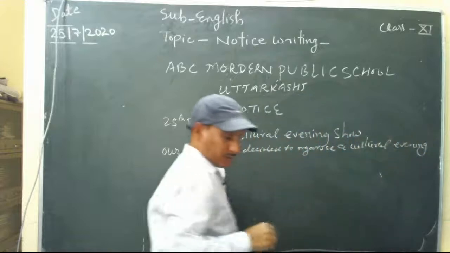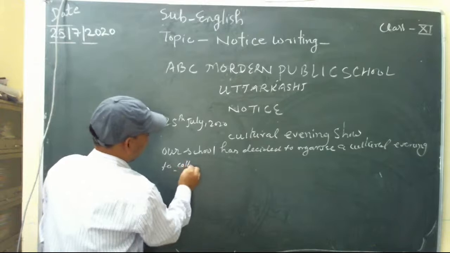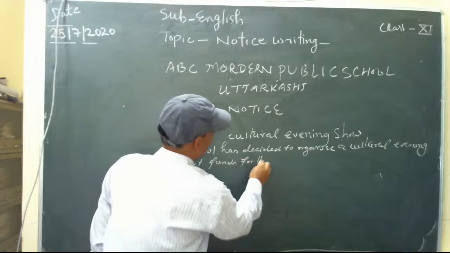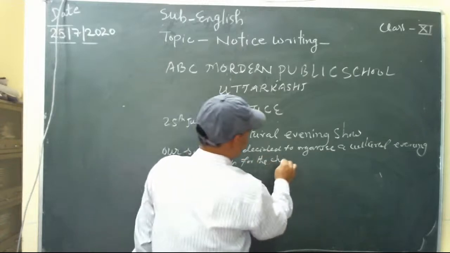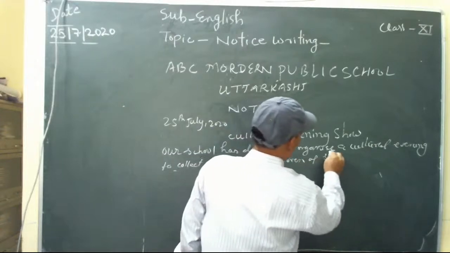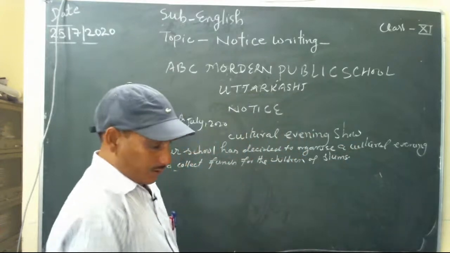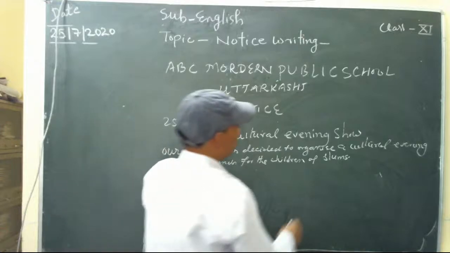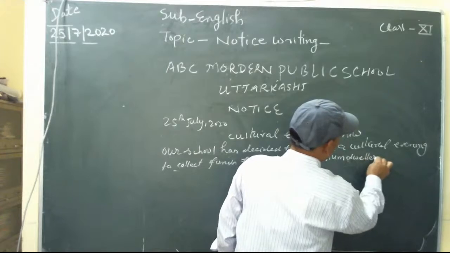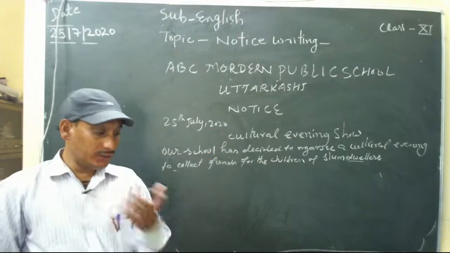to collect funds for the children of slums, or slum dwellers. Dwelling means living. Dwell means to live, and dwellers means the inhabitants or the persons who are living.